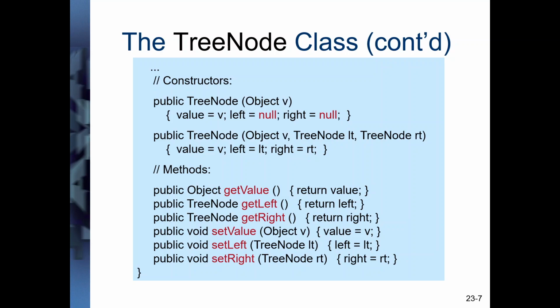And then there's a get value, much like there's a get value method in the list node class. And then instead of get next, as we had in the list node class, there's get left and get right. You can set a value, much like the list node class. And then instead of set next that we had in the list node class, here we have set left and set right. So just a little more complicated than the list node class.